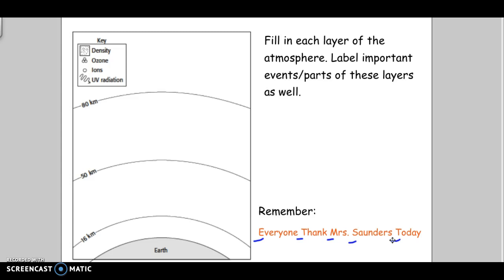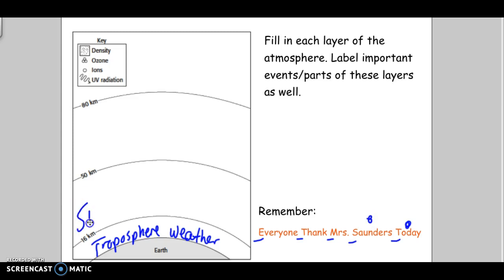Here's the Earth. What layer of the atmosphere is just above the Earth, Will? Troposphere. Wesley, what goes on in the troposphere? Weather happens here. Excellent. So if I'm working my way backwards, now I'm at Saunders. What does the S stand for? Hunter.